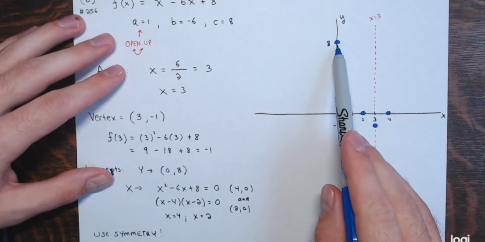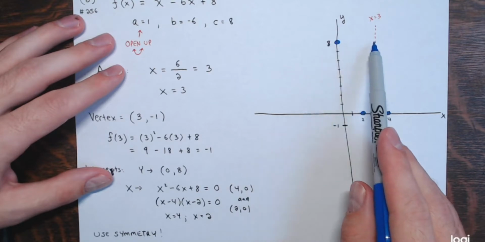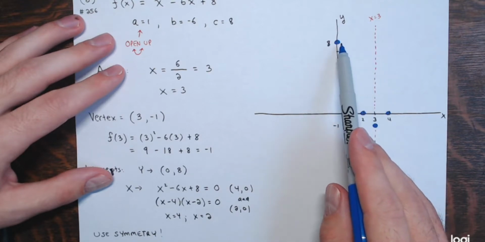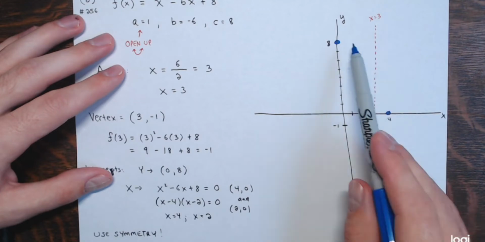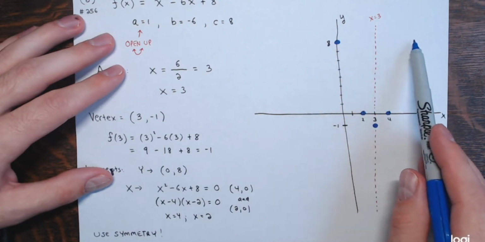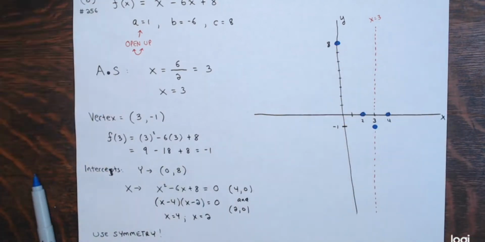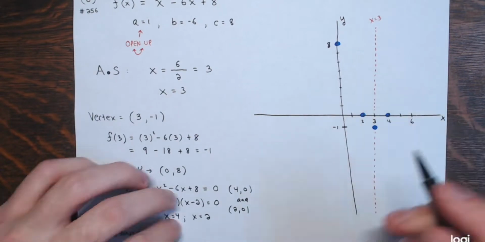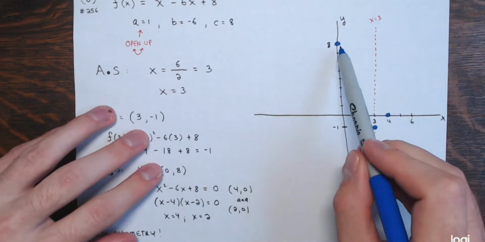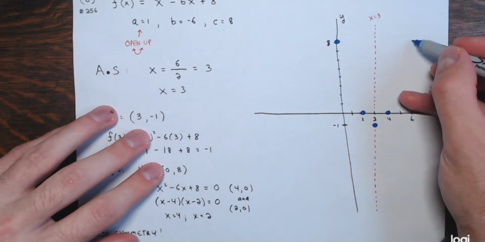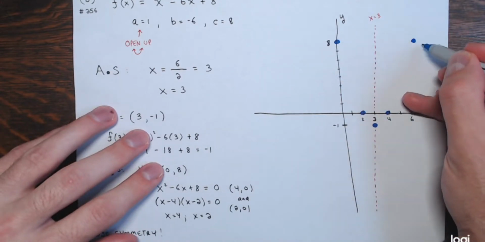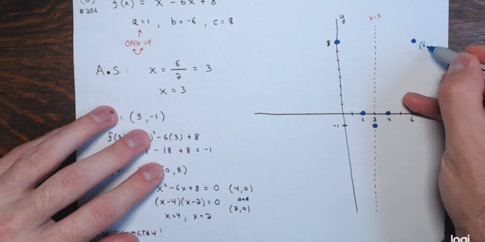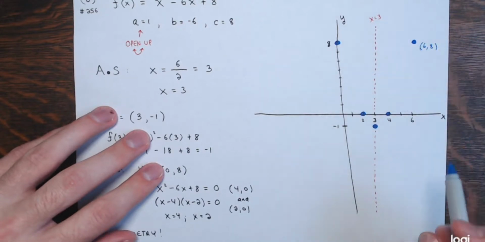This point here is (0, 8). That's 3 units away from the axis of symmetry, so that's 3 units left. If I go 3 units right, I'll get another point. Now 3 units to the right of the axis of symmetry would be at x equals 6. So (0, 8) is on one side, and (6, 8) would be on the other side. And you can test that out.